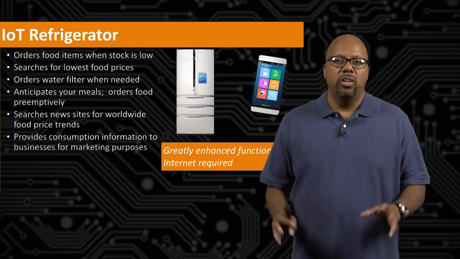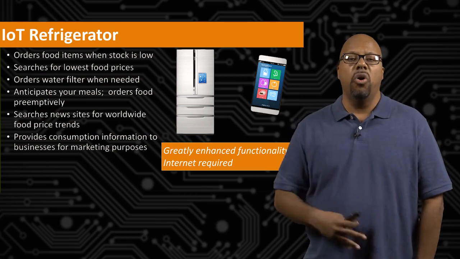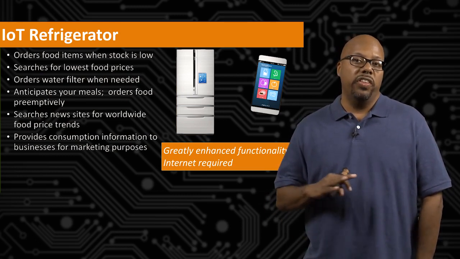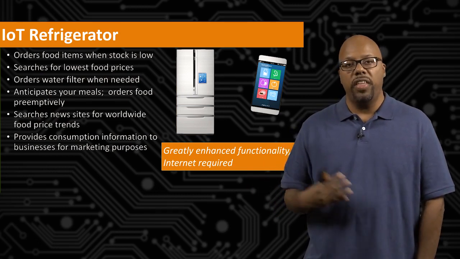So the ultimate, the IoT refrigerator. In the IoT refrigerator, it's basically the computational intelligence, but also network connectivity. So with the network connectivity, you can add another set of features on top of that that you couldn't have added without the network connectivity.